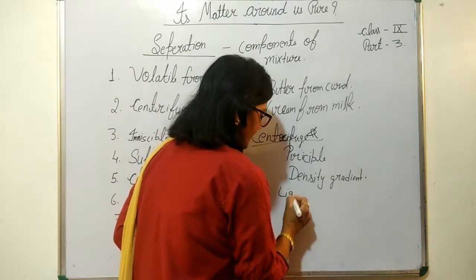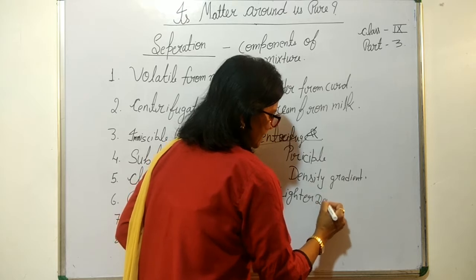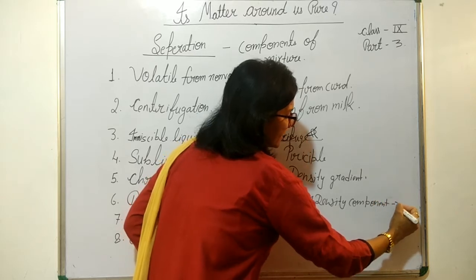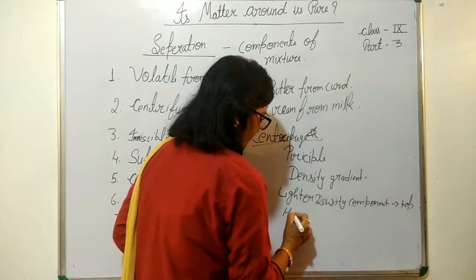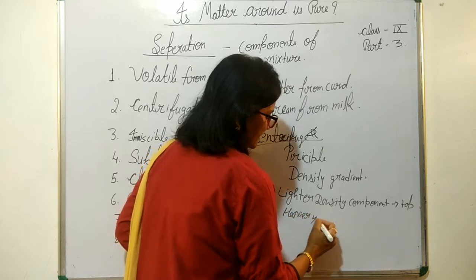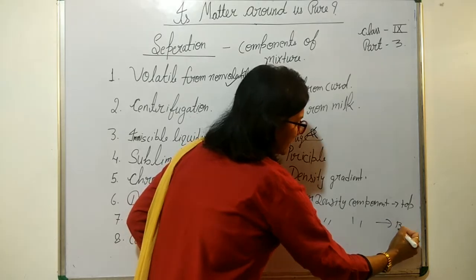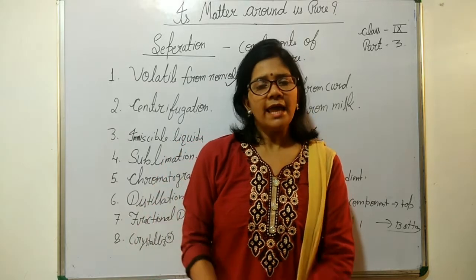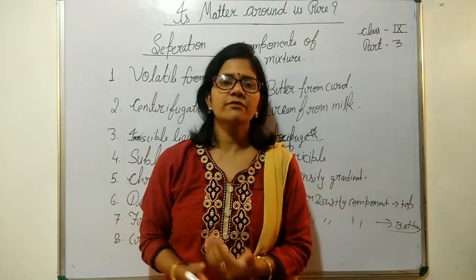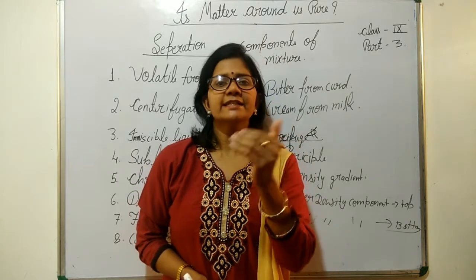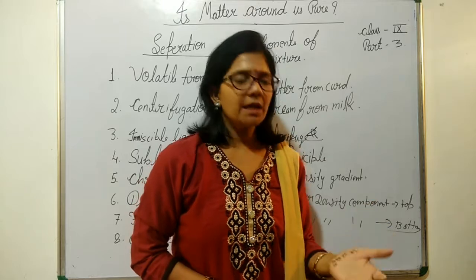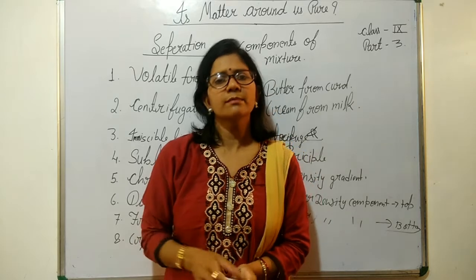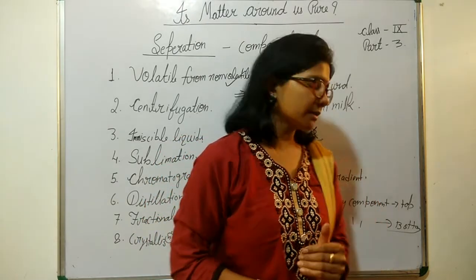Okay, it means the lighter density component will be at the top, and the heavier density component will be at the bottom of the solution. So we use it, and in industries this technique is used very frequently. On the basis of this, we get tetra packs of milk or polypacks. Polypacks mean full cream, and the tetra packs are toned or semi-toned milk, made on the basis of this technique.